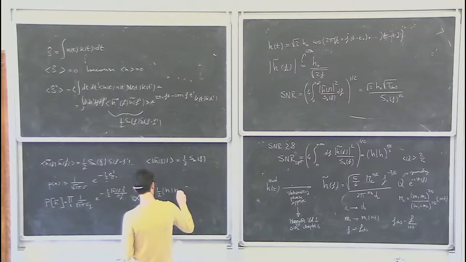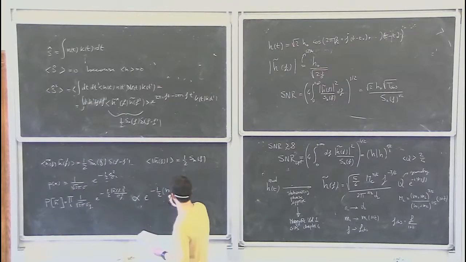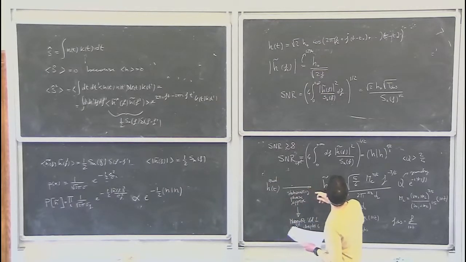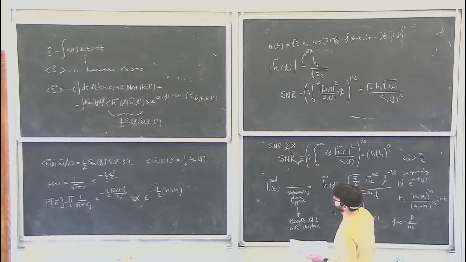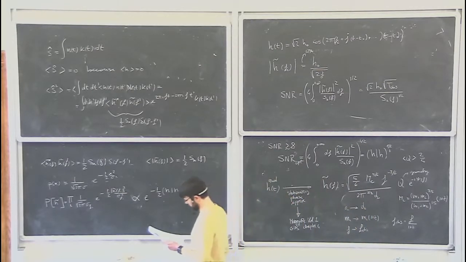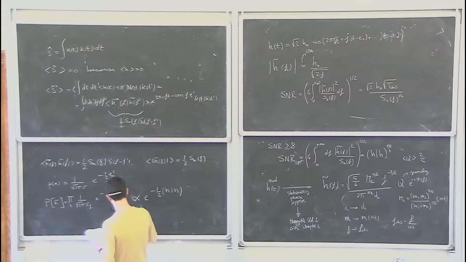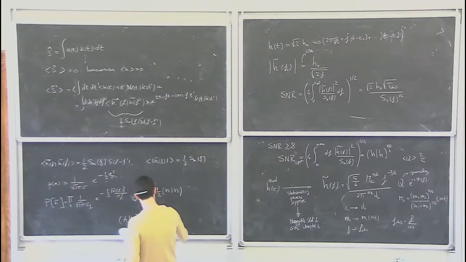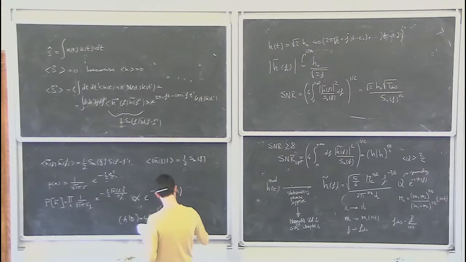n inner product with n, where this inner product is given by the same definition that you certainly have in your notebooks. Let me write it again, the definition of (A, B) equals 4 real part from 0 to plus infinity of df A tilde, B tilde star over Sn(f). You don't need to copy this because you probably have it in your notebooks.